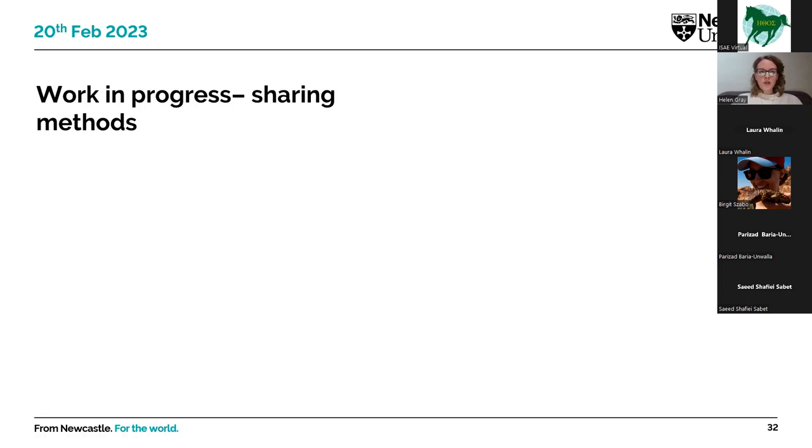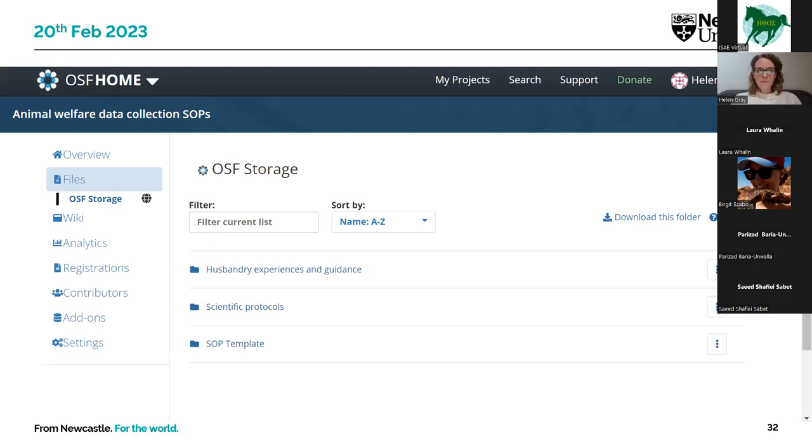So just some work in progress that I want to finish by sharing, which is sharing methods. I'm currently working on a repository with the Animal Welfare Research Network in the UK, whereby animal welfare scientists will be able to share what does and doesn't work in their area. So it's going to be a repository that we're currently terming data collection SOPs. This is what it currently looks like, but it's not public yet. So we would have husbandry experiences and guidance, scientific protocols, and a template that people could use.